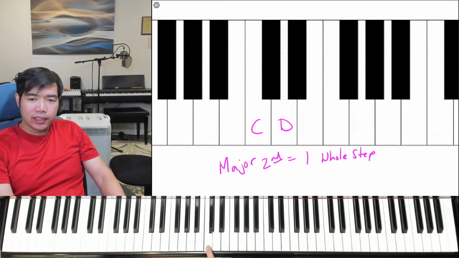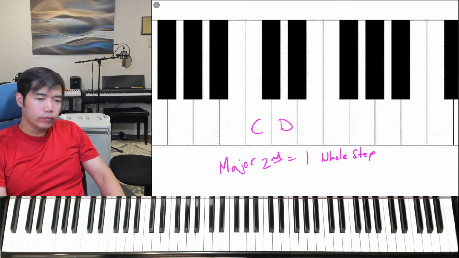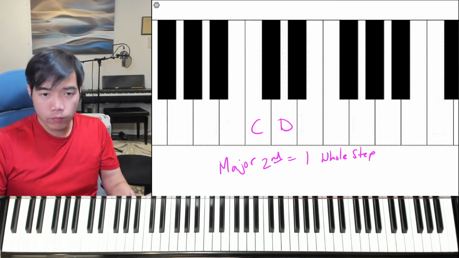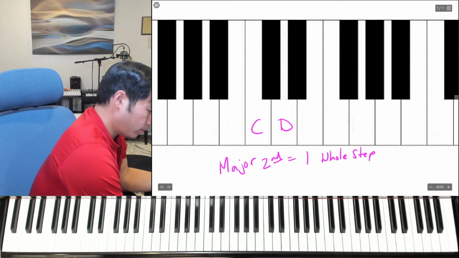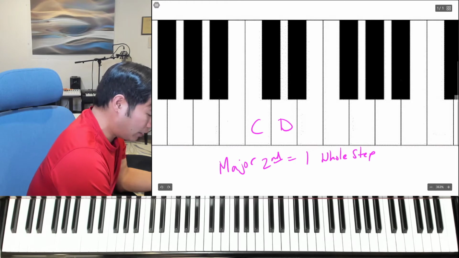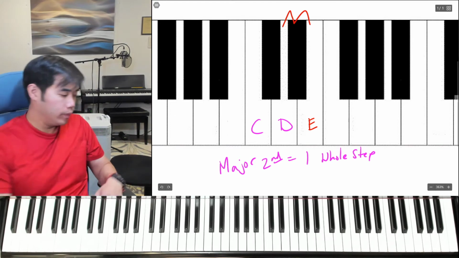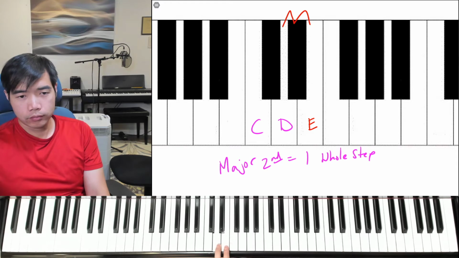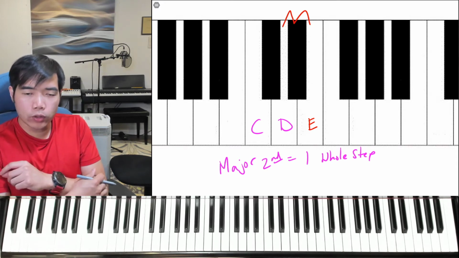So this is what it sounds like: C to D. That's a whole step. Okay. What if we're going a whole step higher than D? We're going to go another 2 half steps. So going up a major second from D, 1, 2, we'll take up to E. That means D to E is also a major second. So again, major seconds are always 1 whole step apart.